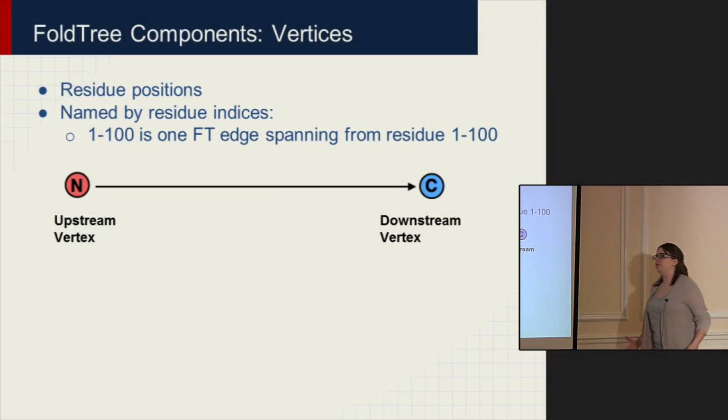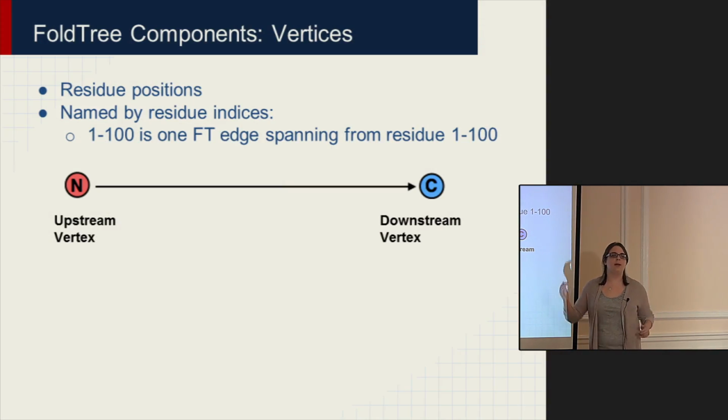So what are the components of a fold tree? A fold tree is the residue level of this sort of graph that's describing the geometric connectivity of a pose. And the vertices are naming residue positions. So let's say I have one long chain that spans from residue 1 to residue 100, and I just want to have a default fold, a regular fold tree from N to C. My first vertex would be called 1, and my last vertex, the downstream vertex, would be called 100. It's not referring to the actual indices. We're just naming the vertices by the indices in the pose.